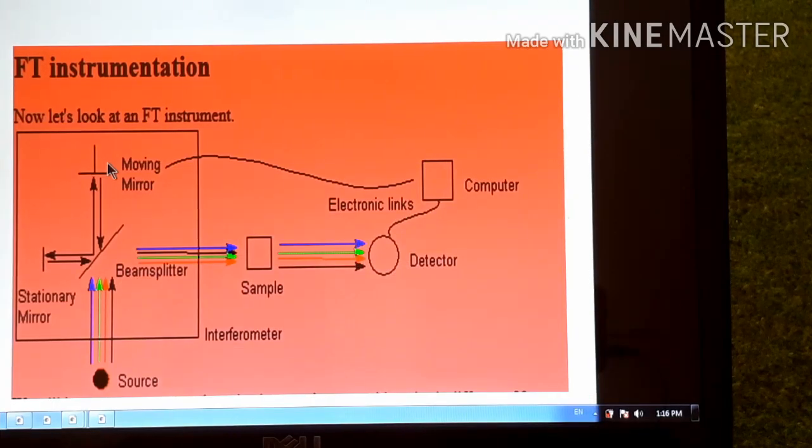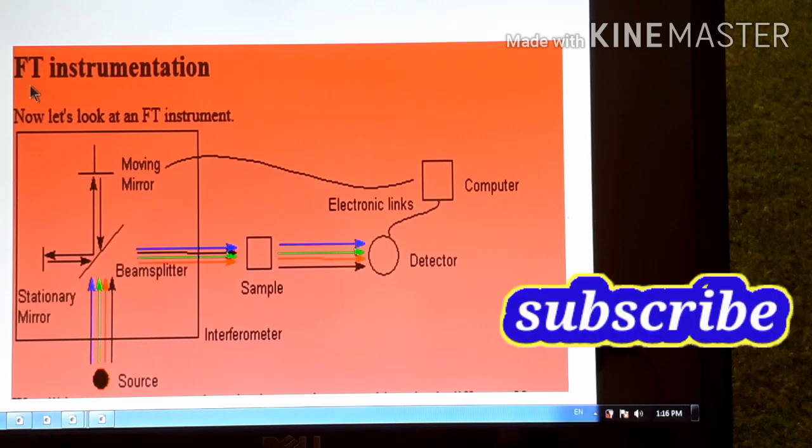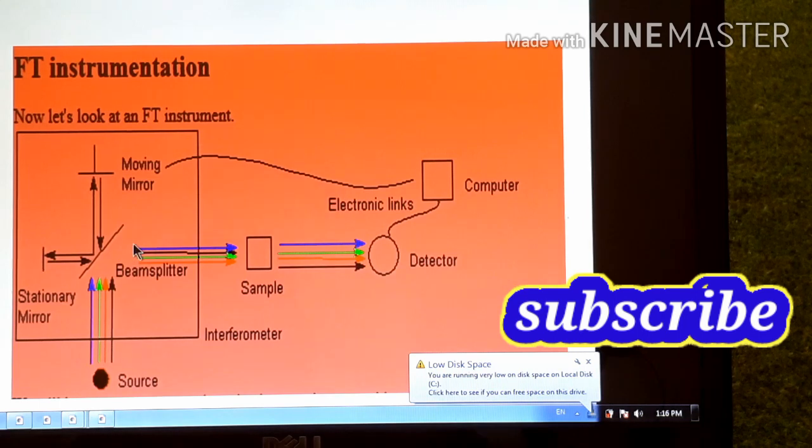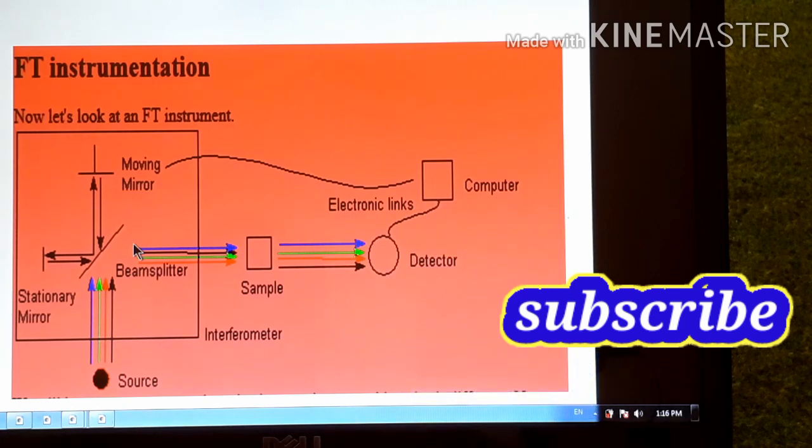So this was all about the dispersive IR. Now let's move toward the FT instrument or FTIR instrument, which is the Fourier transform instrument. The basic difference between the IR spectrophotometers is that in case of dispersive IR there was a monochromator, and here instead is a Michelson interferometer. This is the Michelson interferometer, which made the FTIR equipment very updated and very sophisticated.